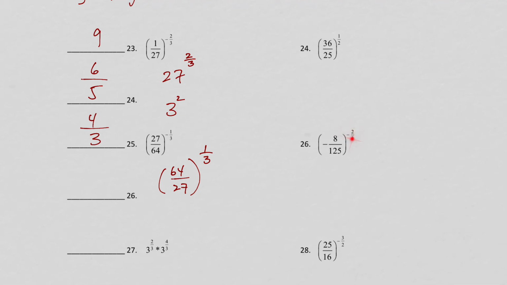There are 3 things happening in the exponent here. The first thing I'm going to do is a negative, which just inverts this.